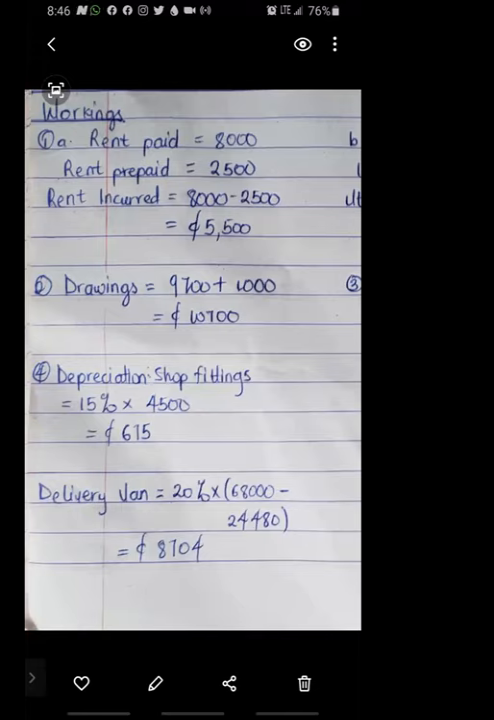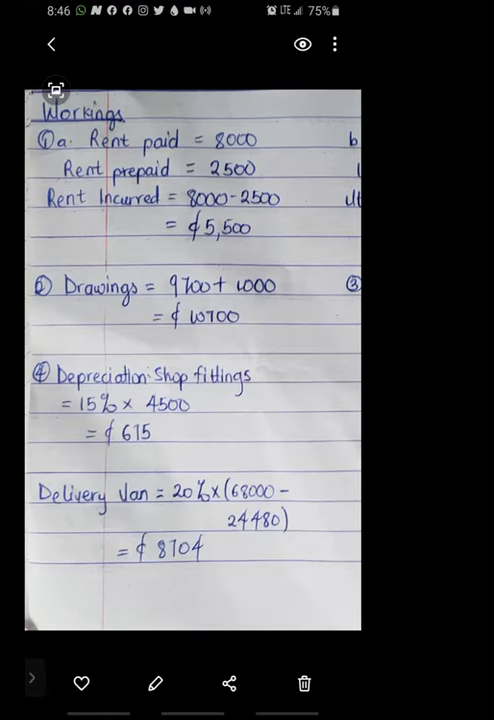And now we had drawings. The drawings figure was 9,700, but in the footnote, we had a drawing of 1,000 cedis. That's from the goods for personal use by the owner. So we would have to add it to know the actual drawings made during that year. So we add it, we'll get 10,700. So this 1,000 over here.